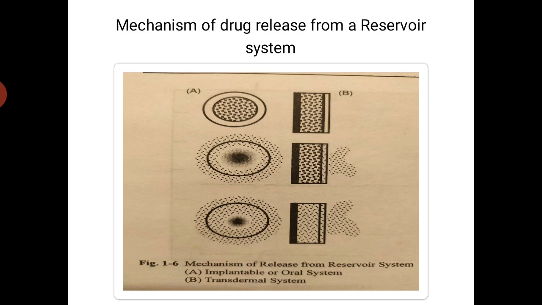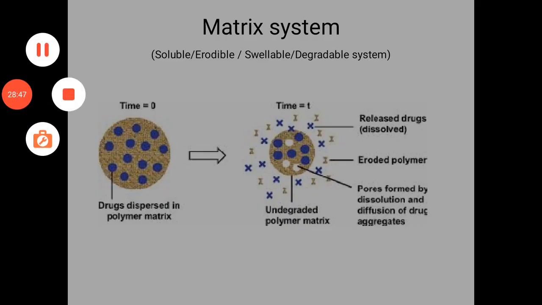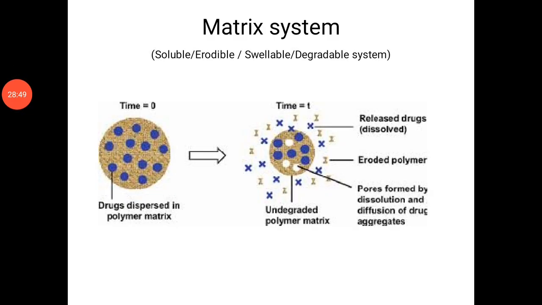Still, if you have some doubt, you will get more clarity while going to the next topic. The next topic is the matrix system. What is the specialty of a matrix system? If you look at this, in the first portion you can see a round tablet. Just a round tablet. Inside the tablet you can see the blue colored one. What is that? That is our drug molecule.